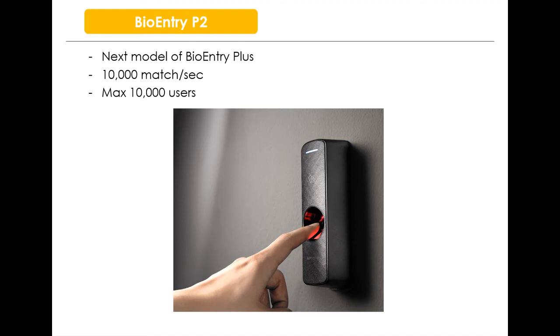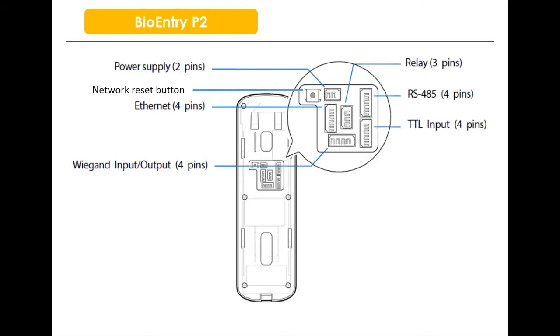This is the back part of BioEntry P2. It can be used with an Ethernet connection or as an RS-485 slave, and receive Wiegand input or send Wiegand output through the Wiegand cable. It is the perfect entry-level device that can be used indoors with basic access control requirements. The sensor that is used is the most recent OP6 sensor. Dual frequency reading of cards is possible.